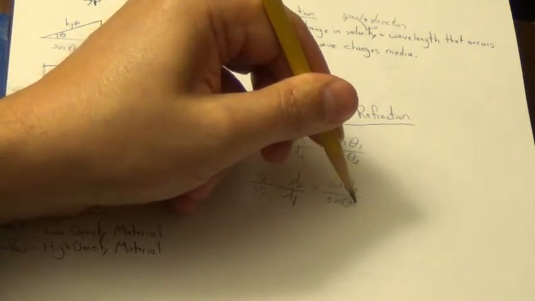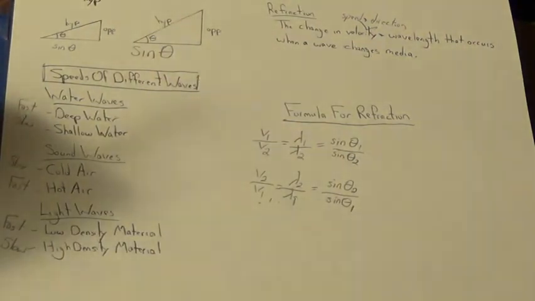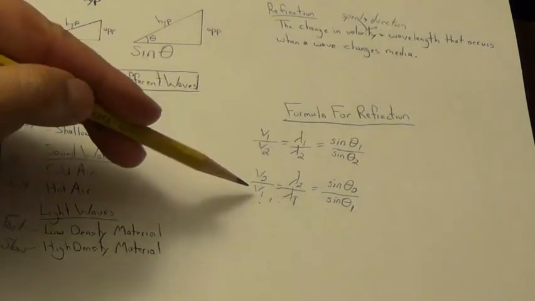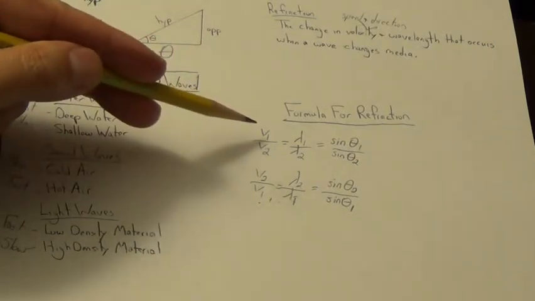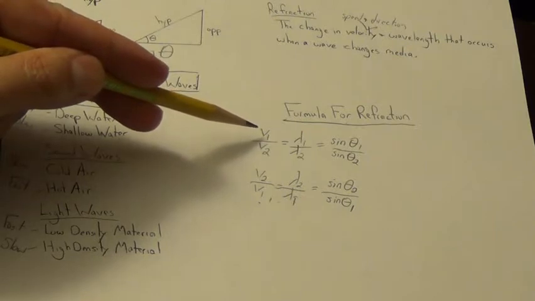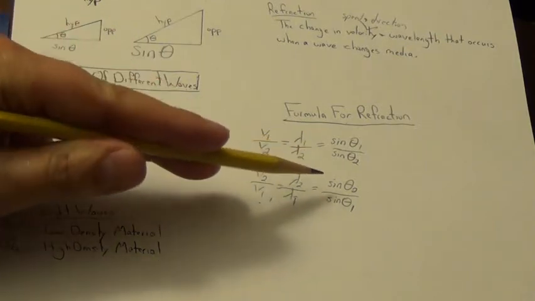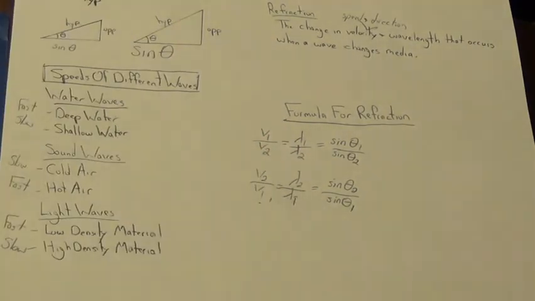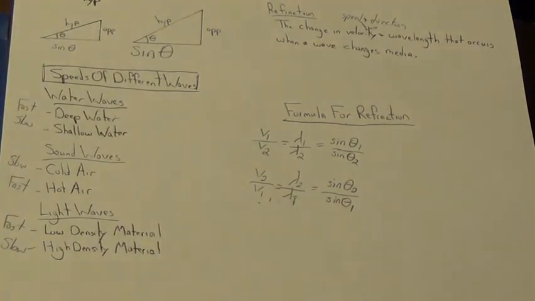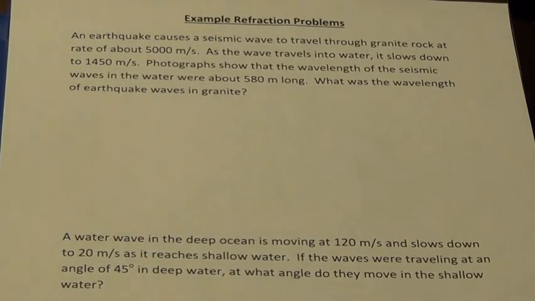We'll do some example problems with these, but essentially what we're saying is you can either write it this way or this way. If you're looking for substance 1, you probably want the version with substance 1 on top. If you're looking for the velocity, the wavelength, or the angle of substance 2, then you probably just want to write it this way. This will save you a few steps in rearranging and probably help you make fewer mistakes. So here we've got our example problems.